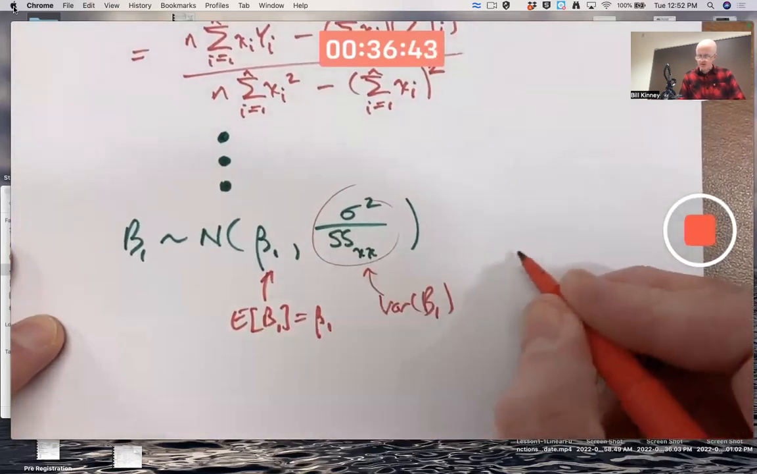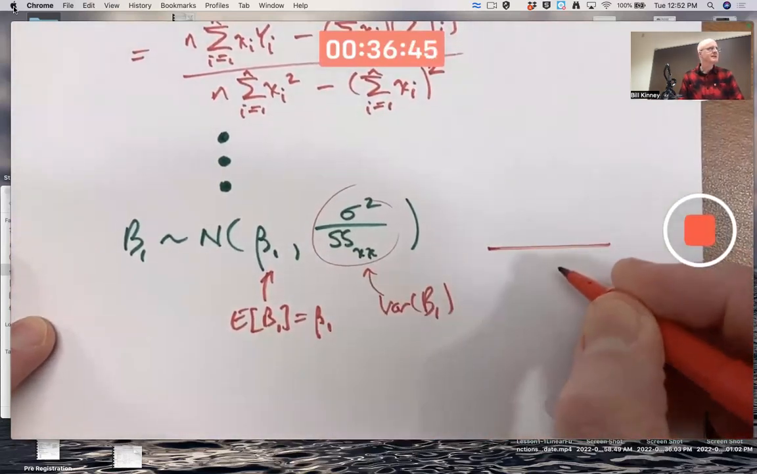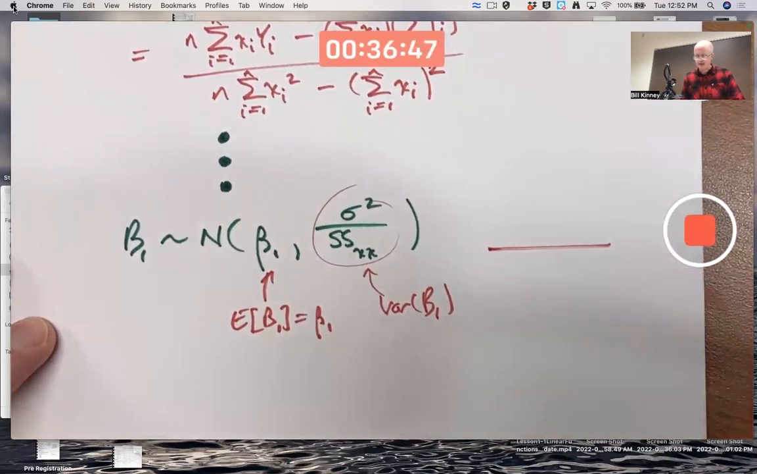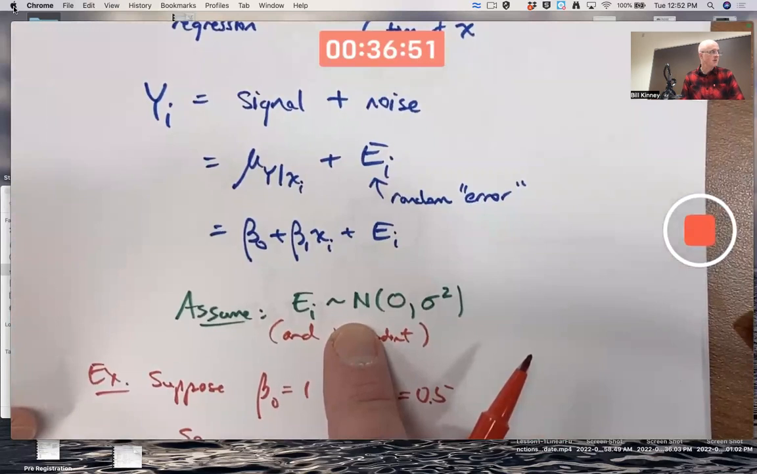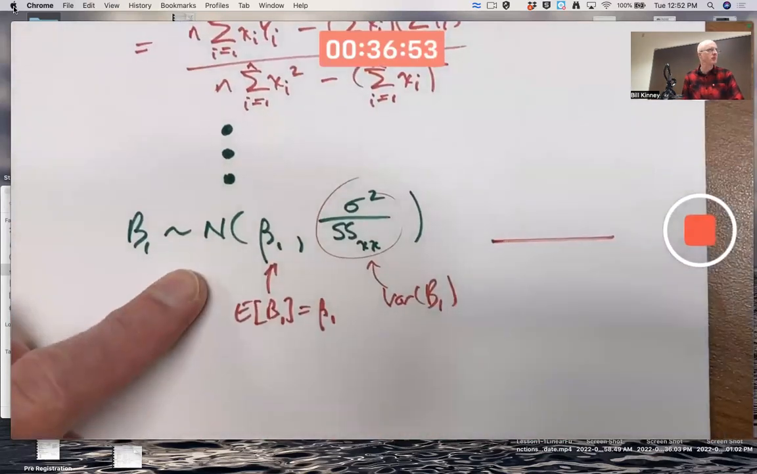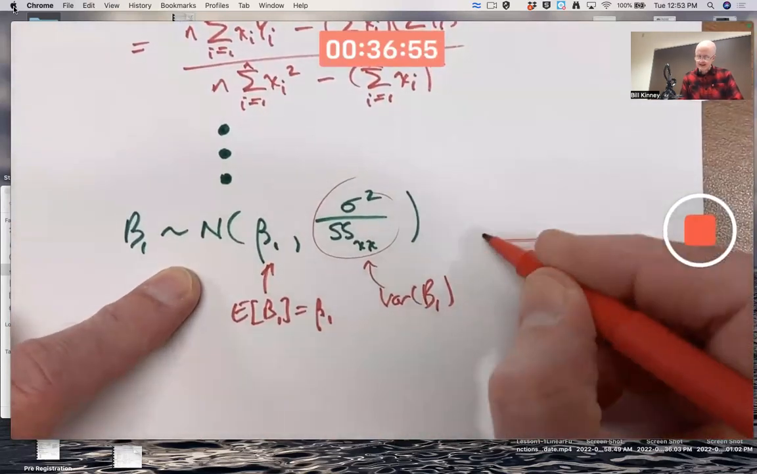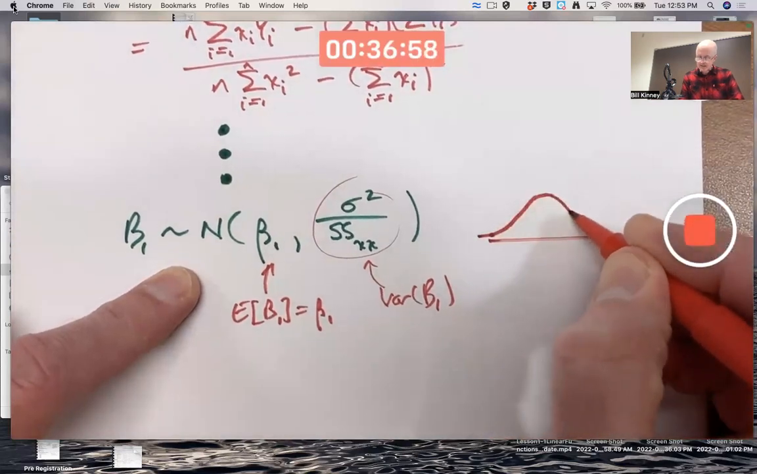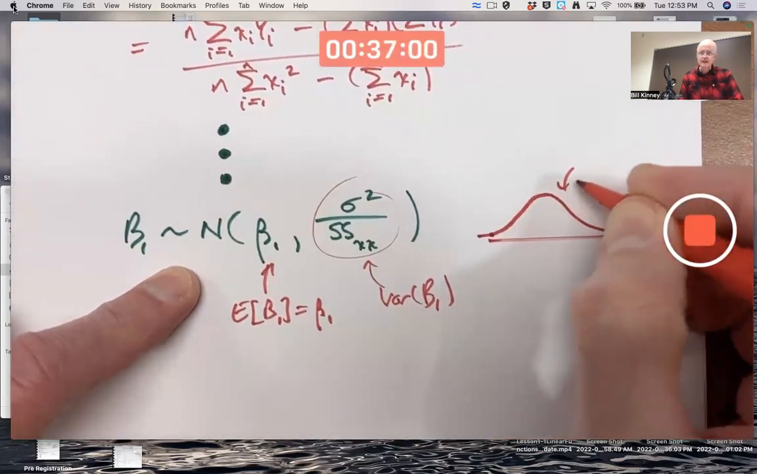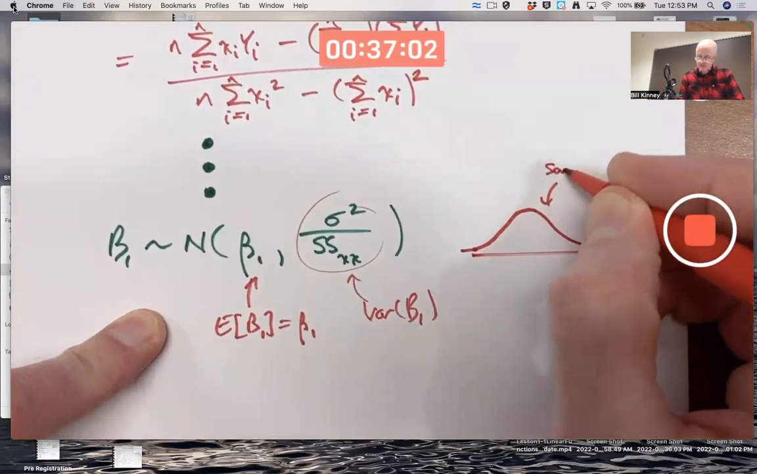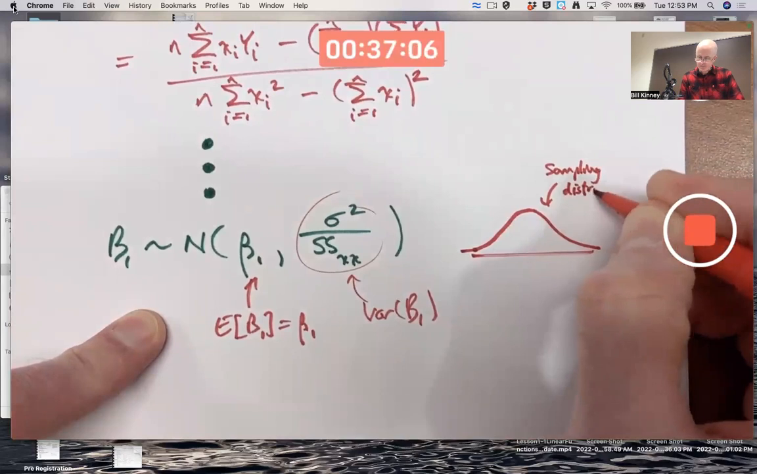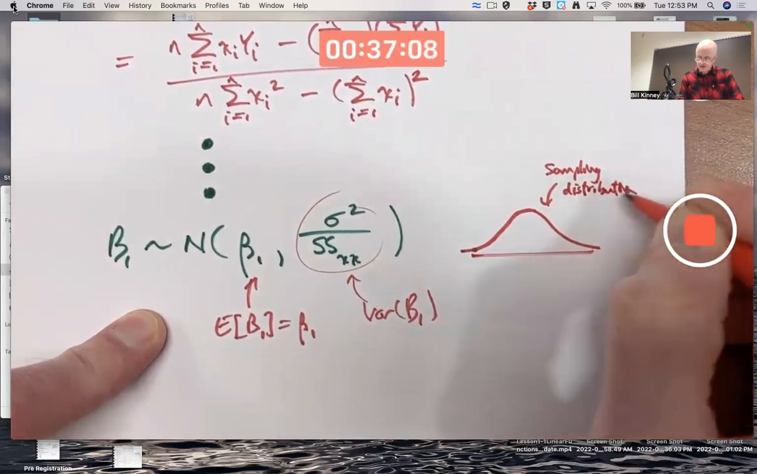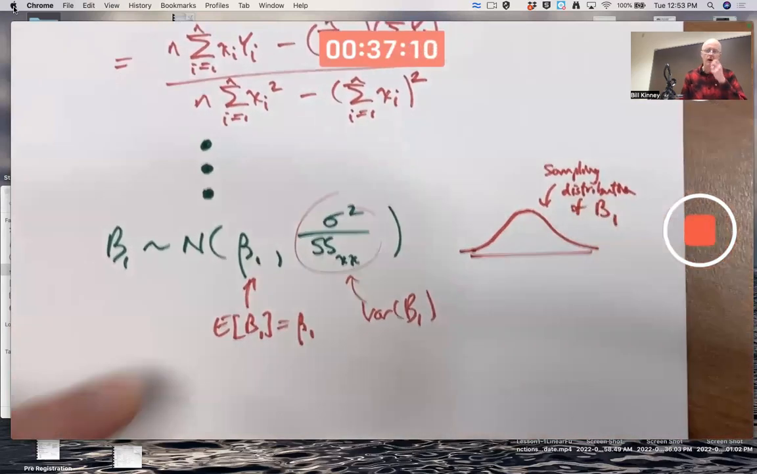Yeah, and it's normal. That's got to be part of your assumptions too. That's got to be based on the fact, I suppose, that the EIs are normal. If we didn't assume the EIs are normal, then probably beta 1 would not be normal either. It's got a distribution. It's got a sampling distribution. Sampling distribution of capital B1.